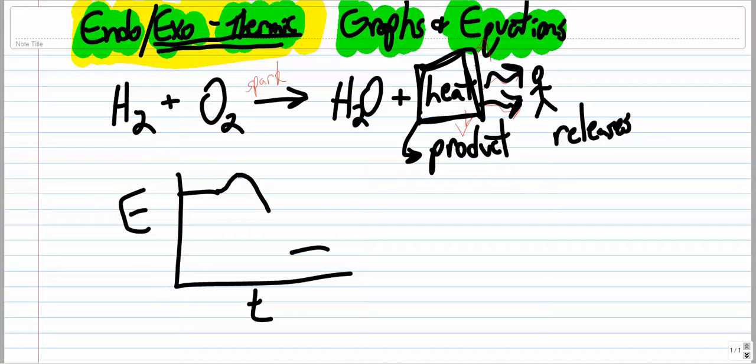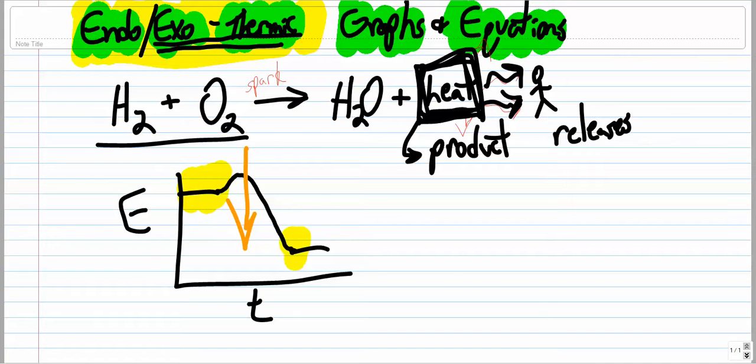But then the atoms rearrange themselves, new bonds form. And when these new bonds form, they actually have less energy in them than the original reactants did. So that's why this graph has a net change that goes down. It has a negative heat. It actually gives off heat. So whenever you have the products with less energy than the reactants, that is an exothermic chemical reaction.